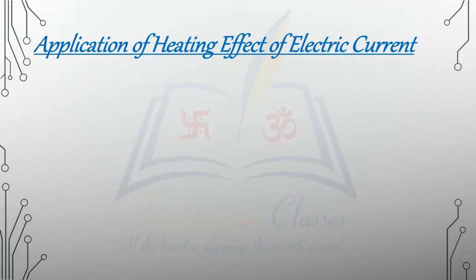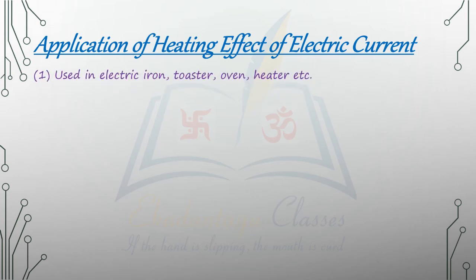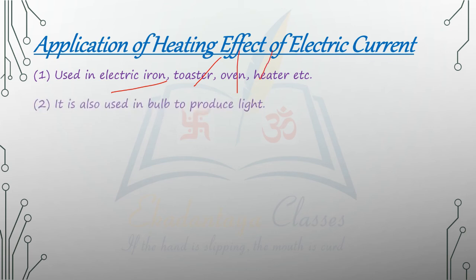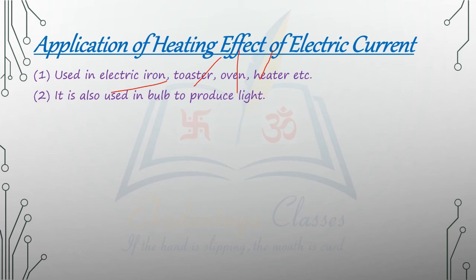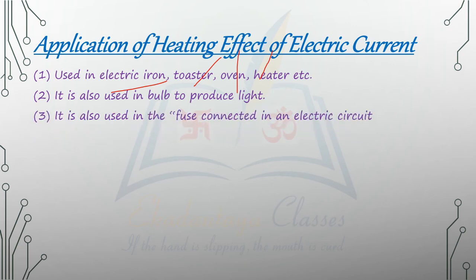Application of heating effect of electric current. It is used in electric iron, roaster, oven, heater, etc. It is also used in bulbs to produce light. We commonly use this in day to day life. It is also used in fuse connected in an electric circuit.